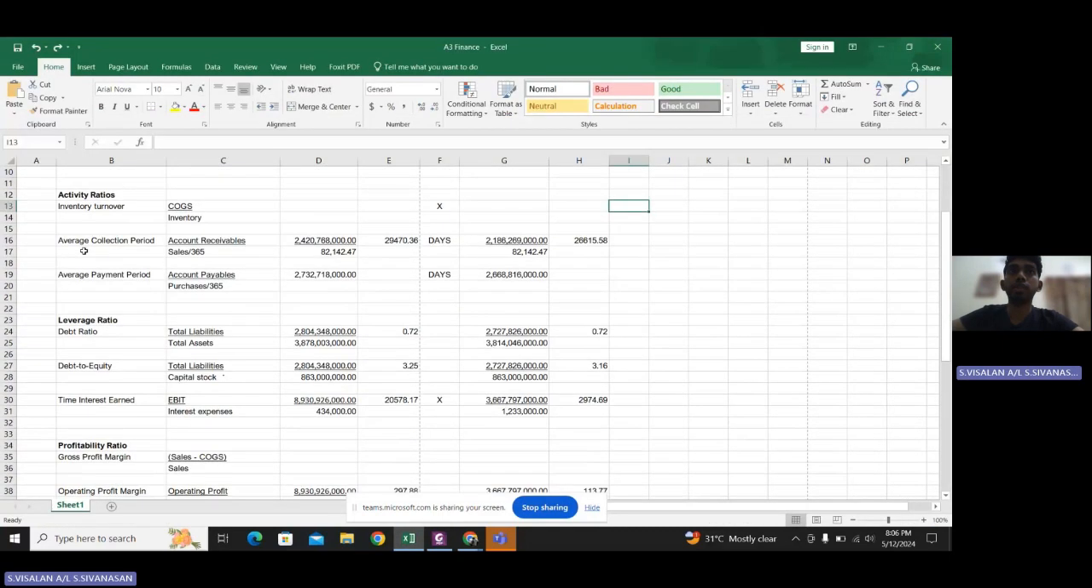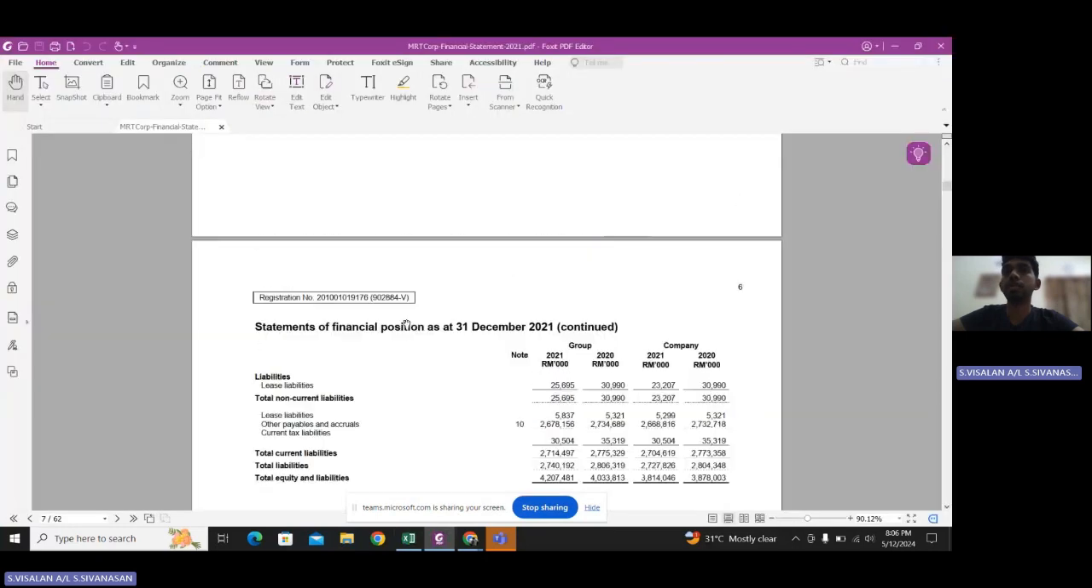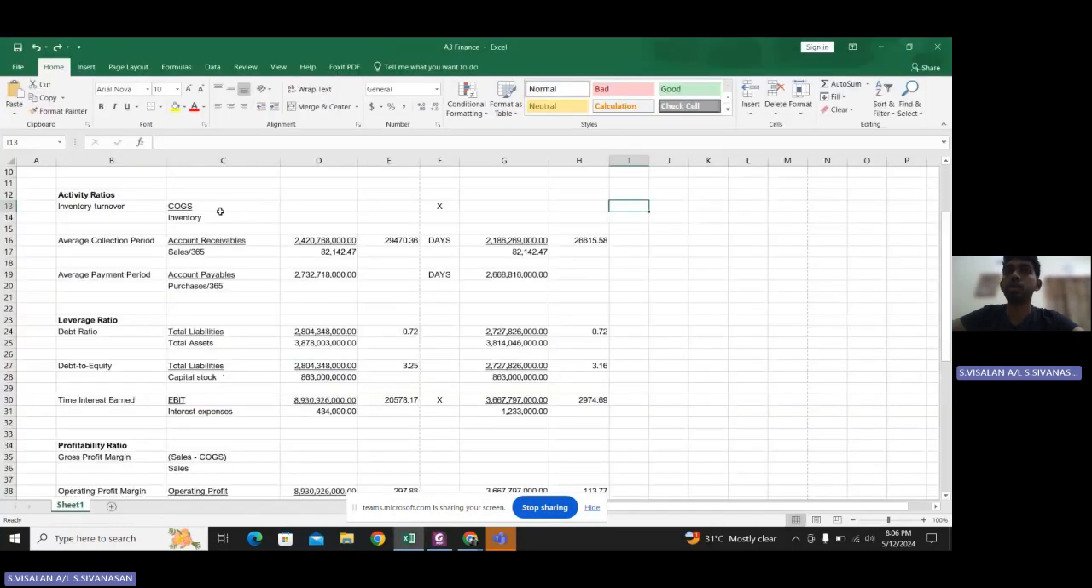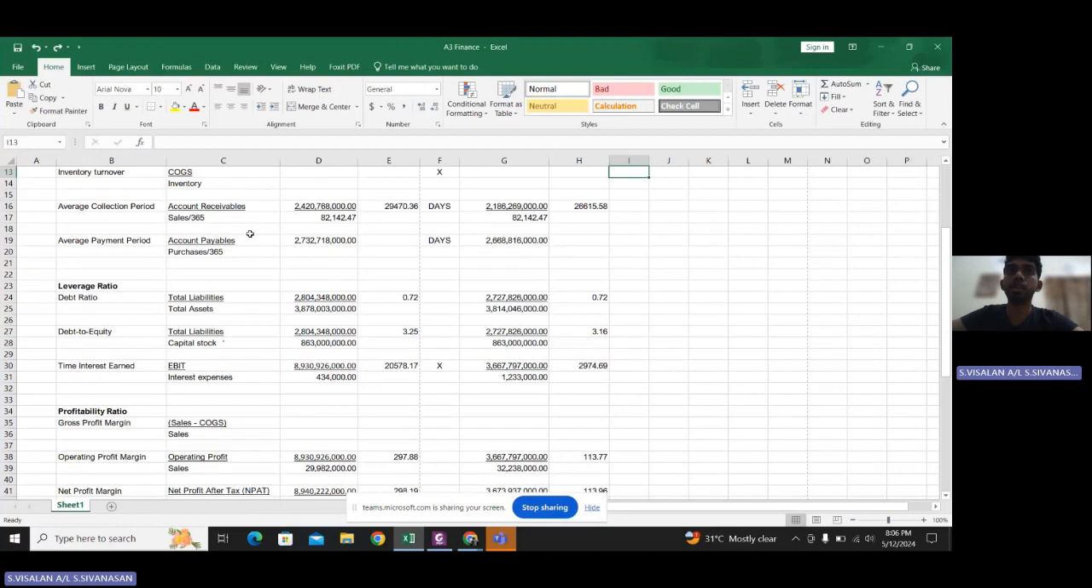So we move to activity ratios. Inventory turnover: we must divide COGS, cost of goods sold, by inventory. In this case, in the statements, we have not identified any COGS or inventory, so we just keep it.